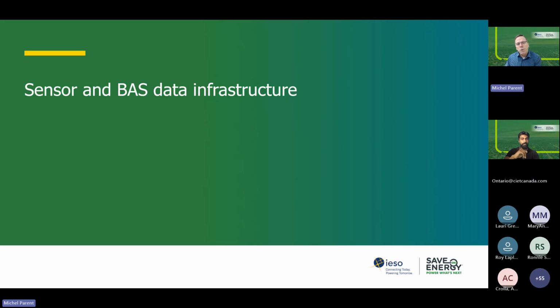Now, like I said, you need to integrate that into your BAS. Every time you've got a heat pump, you don't want it to be an island. You don't want that to be standalone.